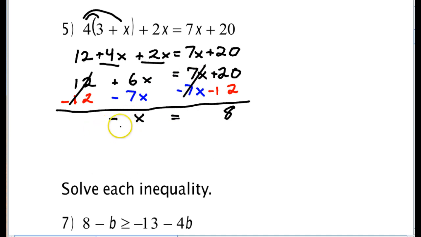Gold, variables on the left. And this is the same as -1. You can divide or multiply by -1. Either way. -1 divided by -1 is +1. The answer is 8. Okay? Most common mistake, negative x. Negative 8.